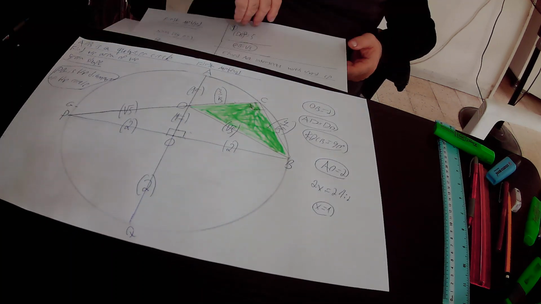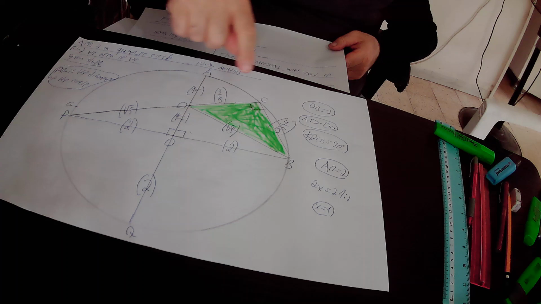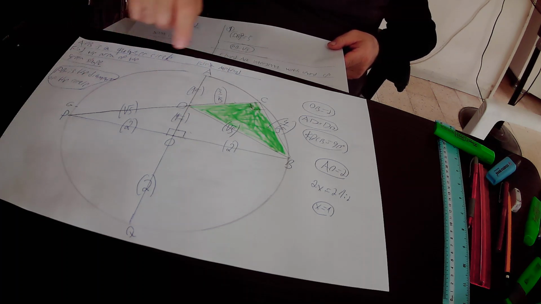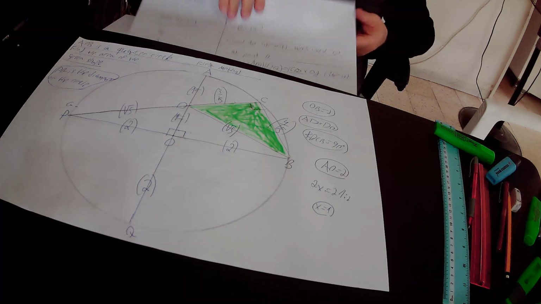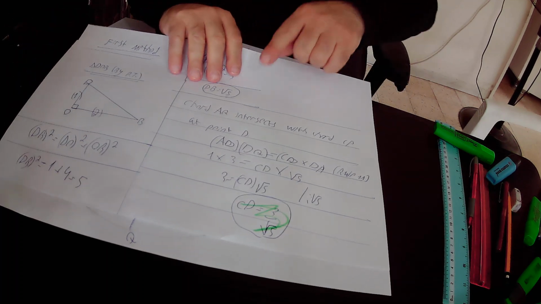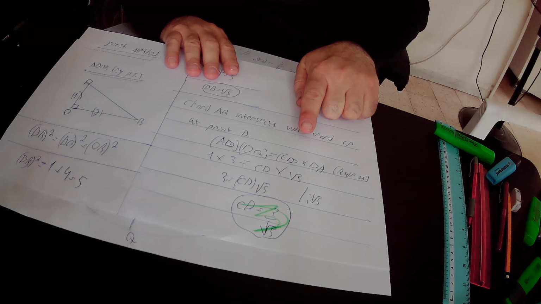Therefore, according to rule 11, AD times DQ equals CD times DP.